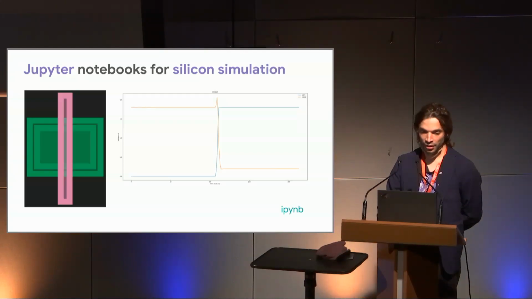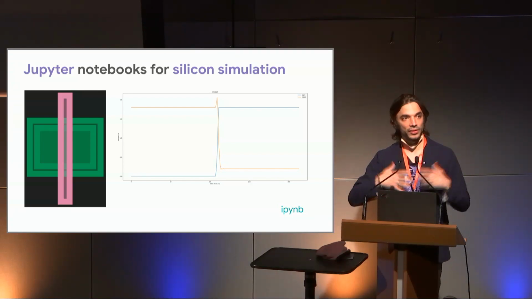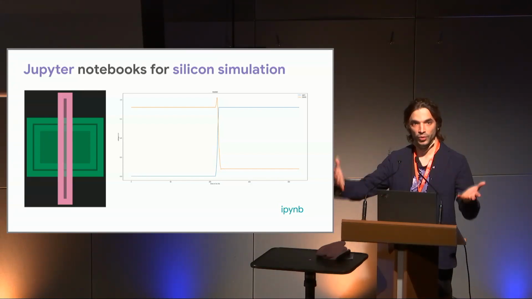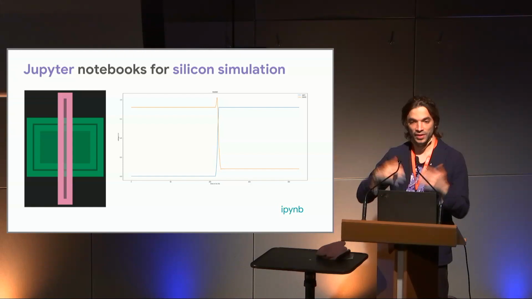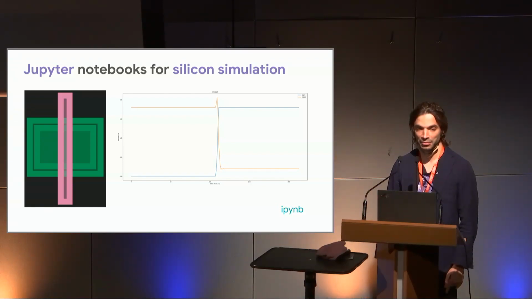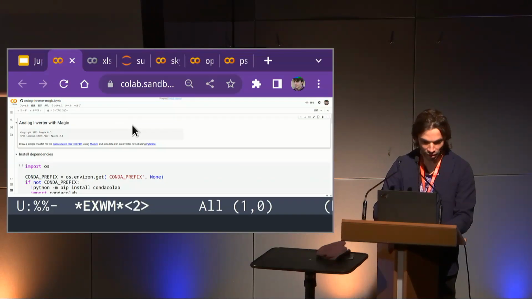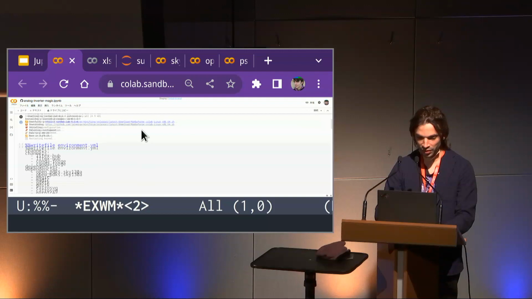The first one was for silicon simulation. When you get a PDK, you get a set of cells that the foundry is capable of manufacturing, and a set of layer specifications. You want to experiment with those cells to figure out how they work and how they react to electricity. I want to show you quickly what it looks like in that notebook.